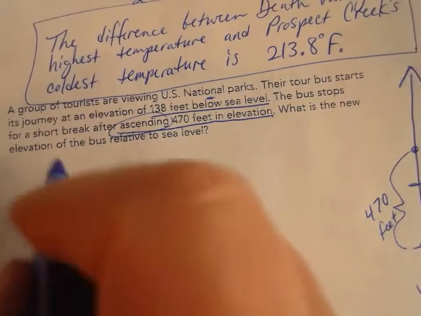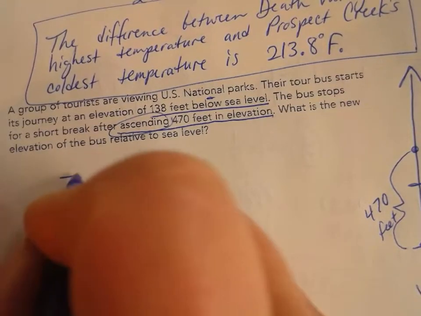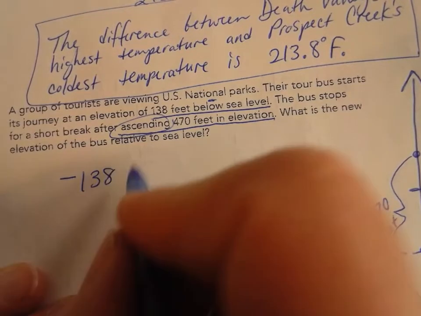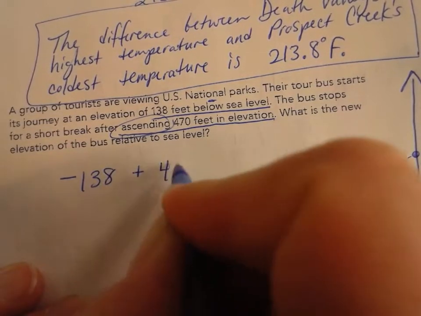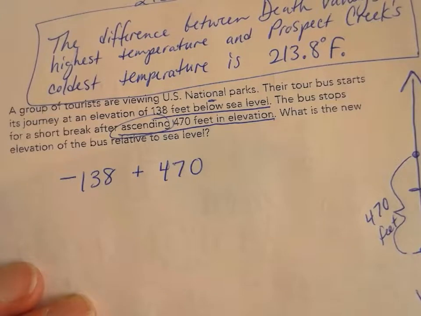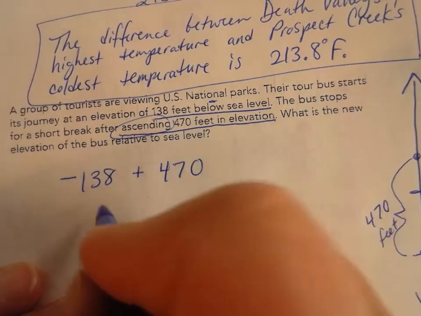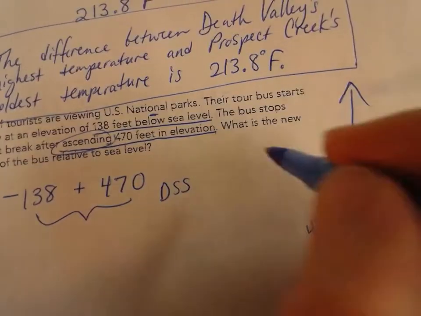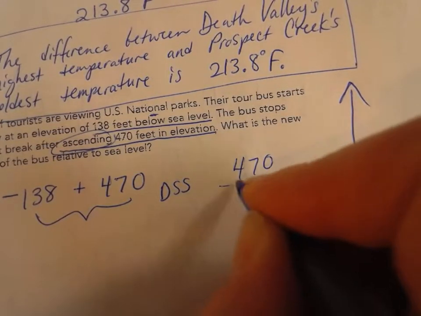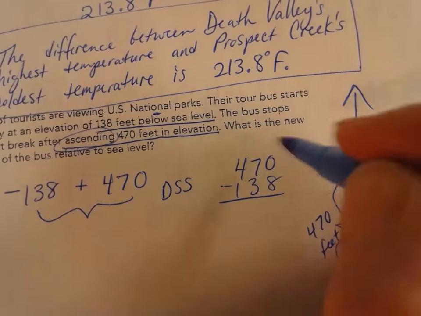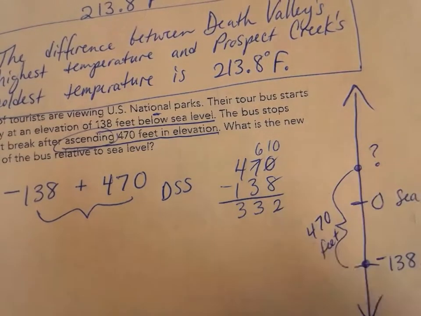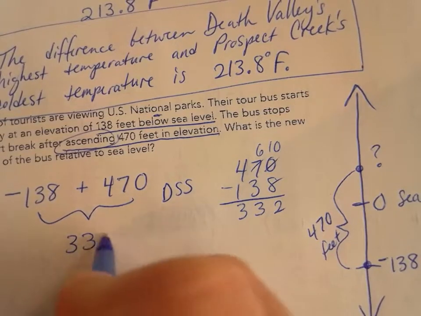That would also be another way to approach it. So I think I'm going to start with this idea of I have a negative 138 feet and I'm thinking about using my integer rules here, and I'm just going to ascend or move up a positive 470 feet. Well, to do that, I would have to apply the rule different sign subtract. So off to the side, I would take my 470 and take away my 138 and see what happens. Looks like we get an answer of 332.